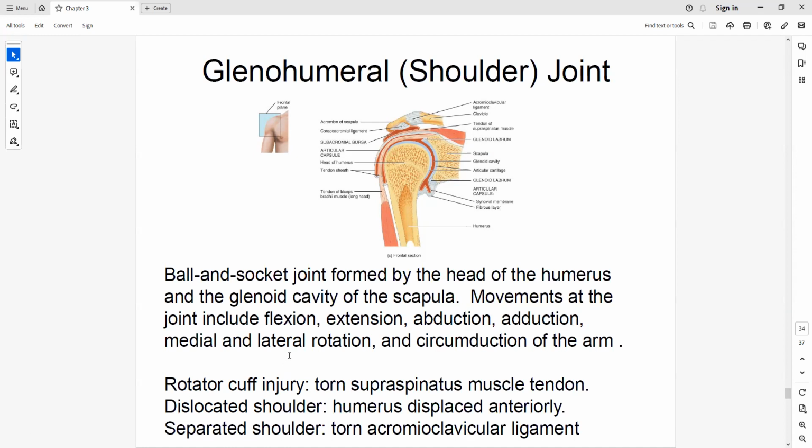Rotator cuff injury. In addition to the supraspinatus muscle that is mentioned here, there are other muscles in the shoulder area that can be injured. We have 4 rotator cuff muscles. When a shoulder is dislocated, the humerus is moving anteriorly out of this shoulder joint. And the separated shoulder means that this acromioclavicular ligament that you see up here is torn or stretched or damaged.